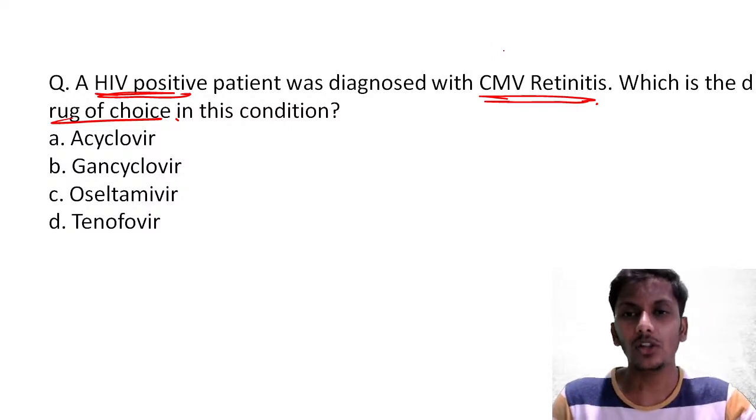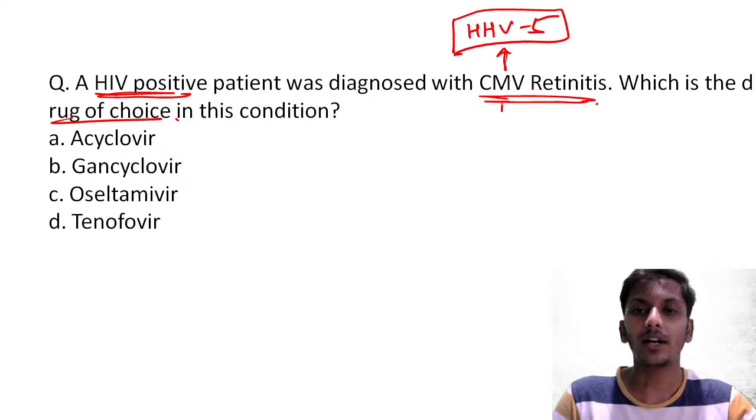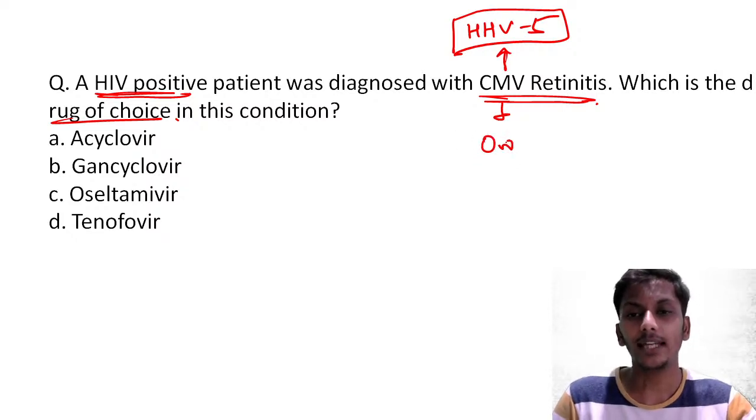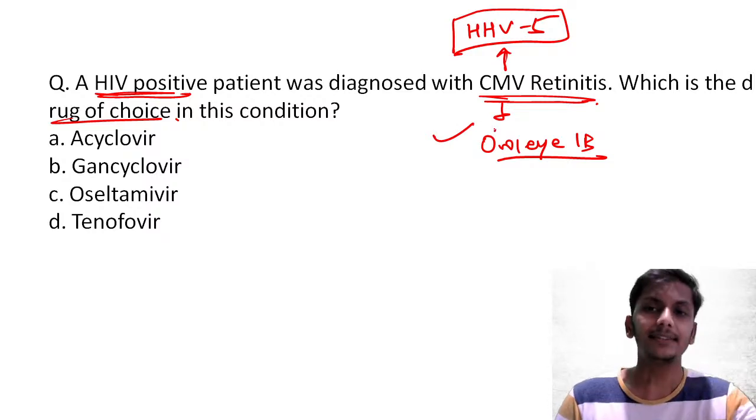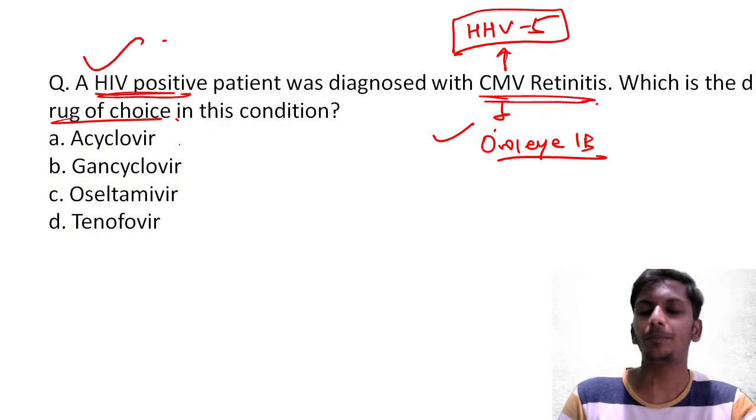What is CMV? It is human herpes virus type 5. And what is the characteristic appearance? We can see owl eye inclusion bodies in this. And CMV retinitis is a retinal infection characteristically seen in HIV positive patients.